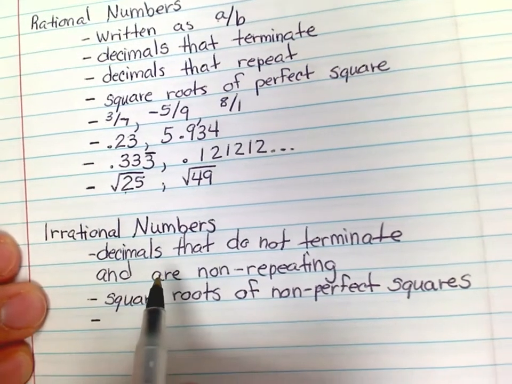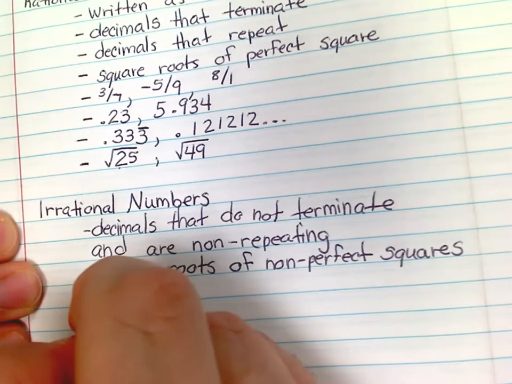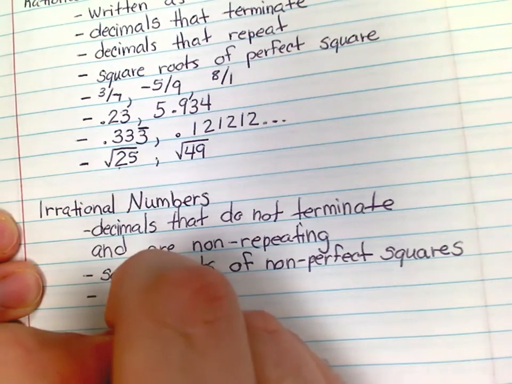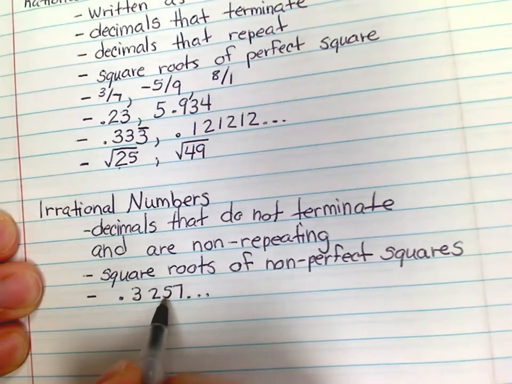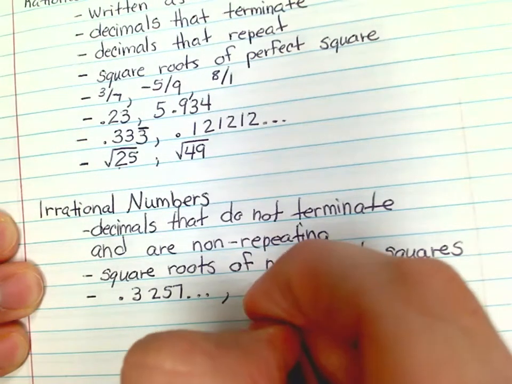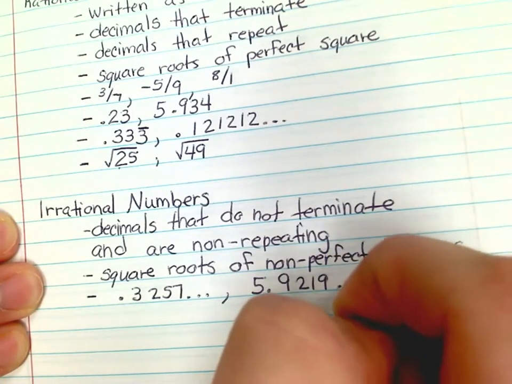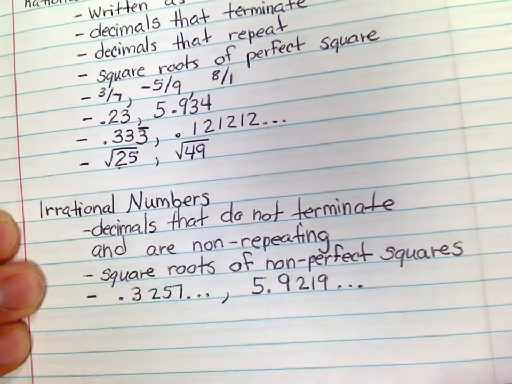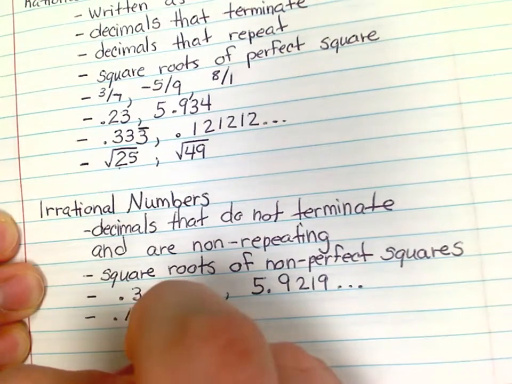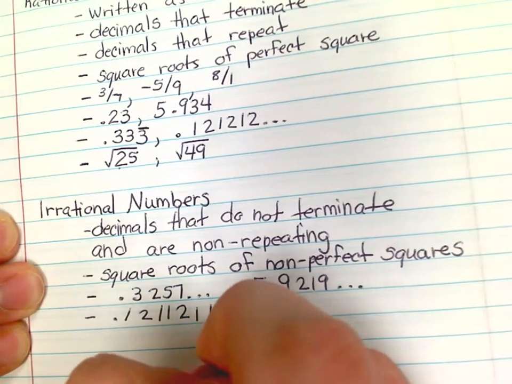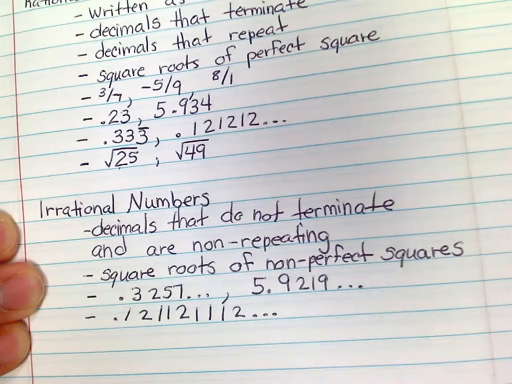Examples of decimals that do not terminate or that are non-repeating would look something like this. Decimal 0.3257... And we can see that this pattern is not going to continue. You can also say something like 5.9219... No pattern is happening. Even something like this: 0.121121112... We can't really develop a pattern from this, so we're saying it's not terminating and that it's not repeating.